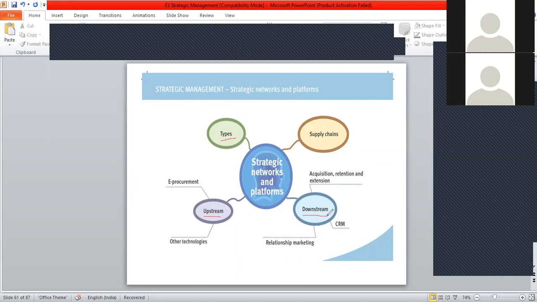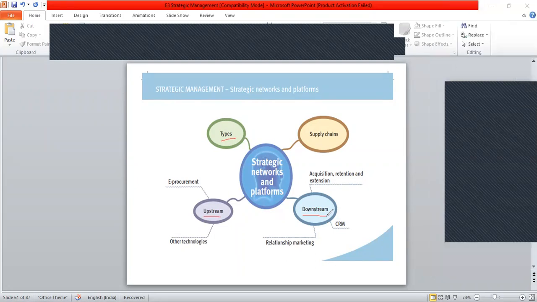So upstream activities are those activities which are taken before the production process is started. After the products are produced, whatever activities are taken up are called downstream. So upstream is focusing on what activities are taken up before the production work is done.